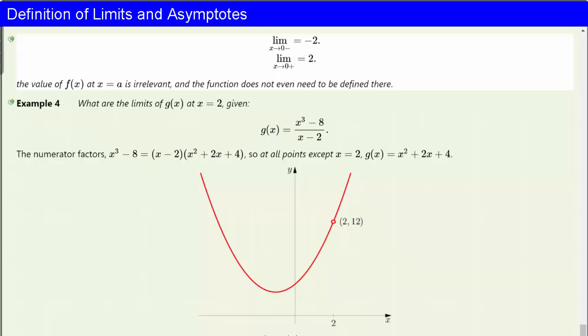Notice the value of f of x at x equal a is totally irrelevant, and the function doesn't even need to be defined there. To re-emphasize this point, we are interested in the values of f of x for x near but different from a.